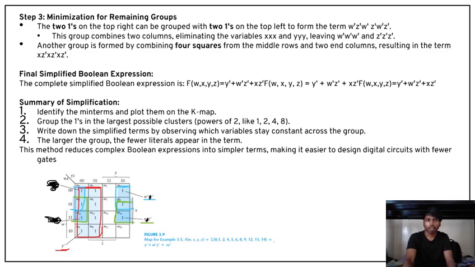Summary of simplification. Number one, identify the minterms and plot them on the K-map, and group the largest possible subgroups of 2, like 1, 2, 4, 8. Write down the simplified terms by observing which variables remain constant across the group. The larger the group, the fewer literals appear in the term. This method reduces complex Boolean expressions into simplified terms, making it easier to design circuits with fewer gates. As you saw in figure 3.10, this is a perfect example.